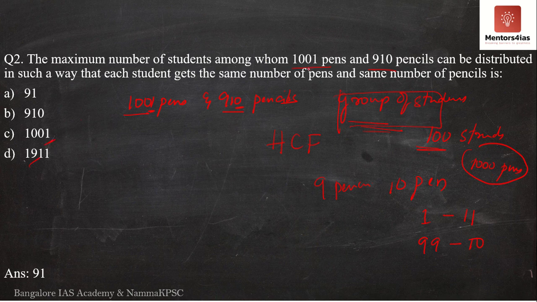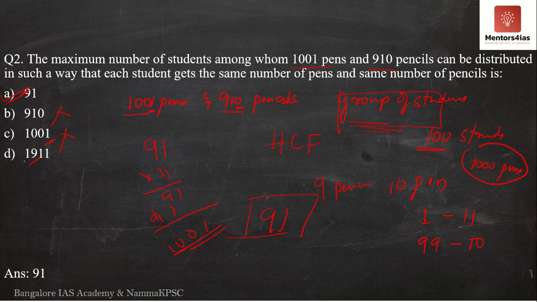1001 divides 1001 but not 910. 910 divides 910 but not 1001. How about 91? 91 does divide 910. 91 tens is nothing but 910. What about 91 into 11? 91 into 11 is what? Nothing but 1001. Therefore, the option is 91, meaning the group of students must be 91. So, group of students will be 91.